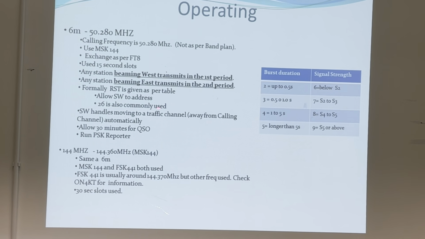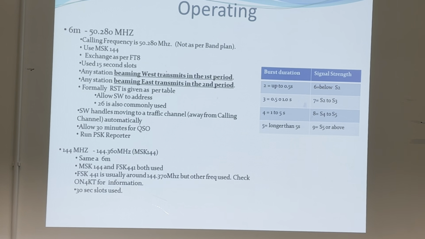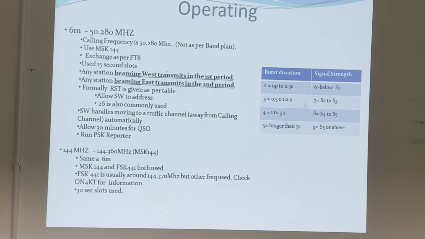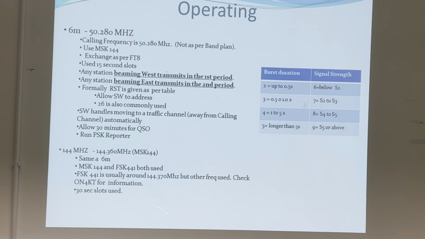Now the way that this works, and I'll show you how to do this in a minute, but it's very, very, very easy, is that 50.280 is the calling channel. So exactly the same as on VHF. You call, and somebody will answer you on another channel, the channel you're going to do the traffic on. So basically what the software does is it calls CQ on this frequency.